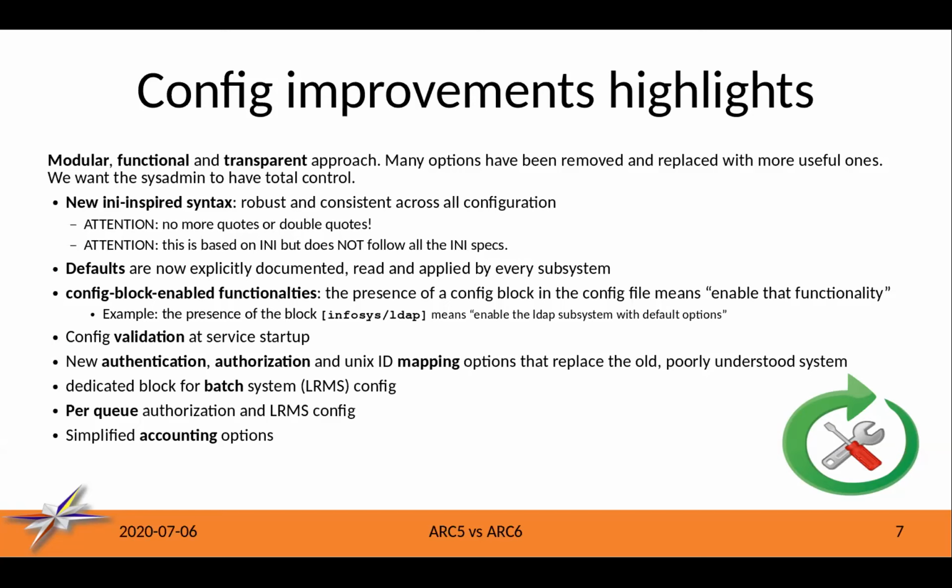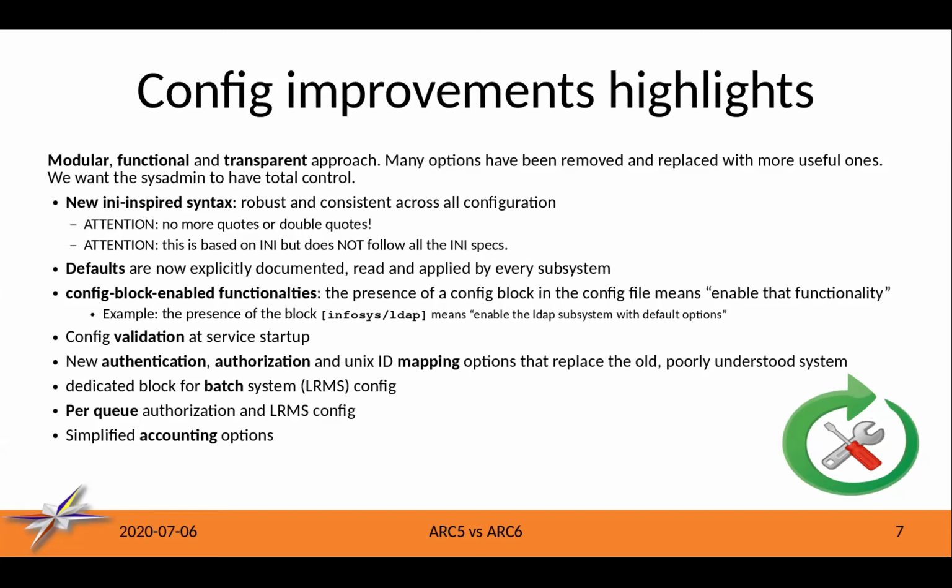We have configuration validation at service startup. So if there are obvious mistakes in the configuration, the service will not start and will tell you what the problem is, and try to hint at what the solution can be. We have, as Balazs said, a new way of configuring authentication, authorization, and Unix ID mapping. In the past, it was a bit hard to understand, and we think that now we did much better. I will have an example right after this slide.